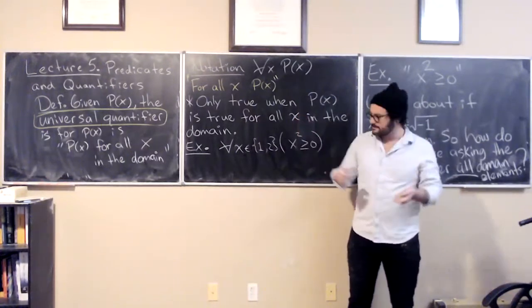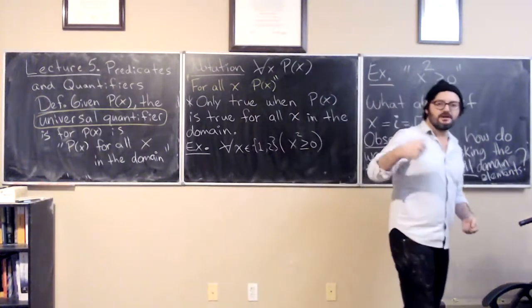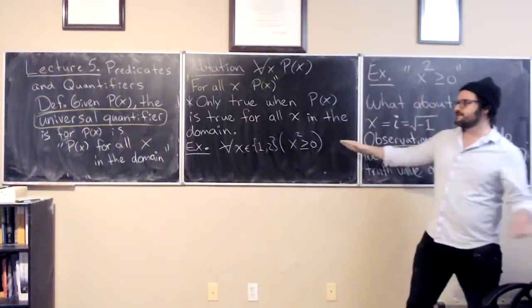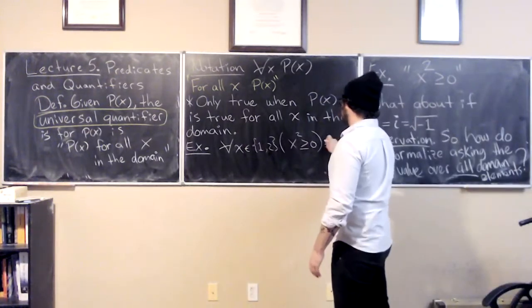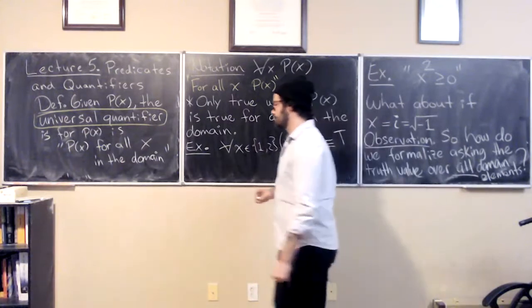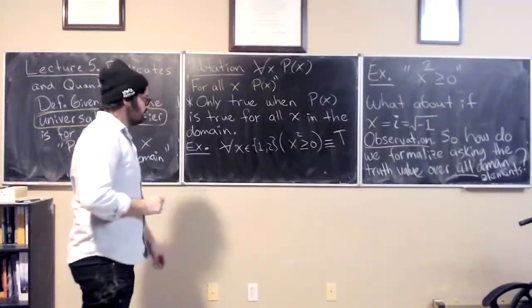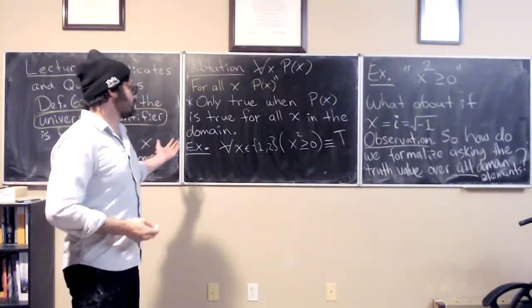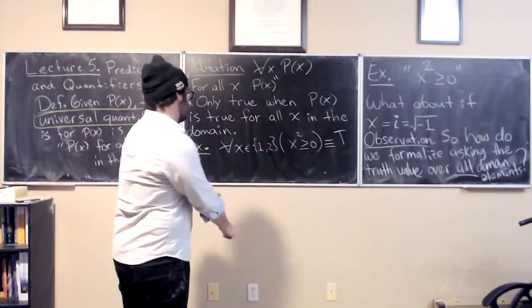Yes. Yeah, right? 1 squared is greater than or equal to 0. 2 squared is greater than or equal to 0. This is true. Okay. Now, it's true because it's true for every single x in that domain.